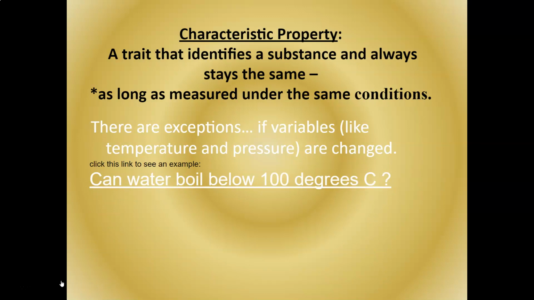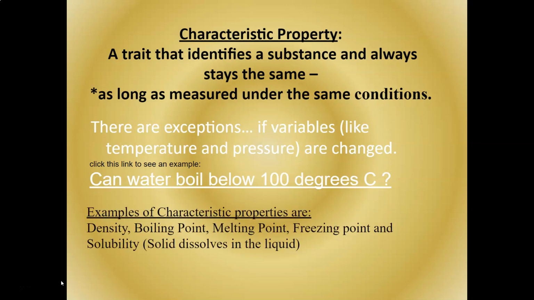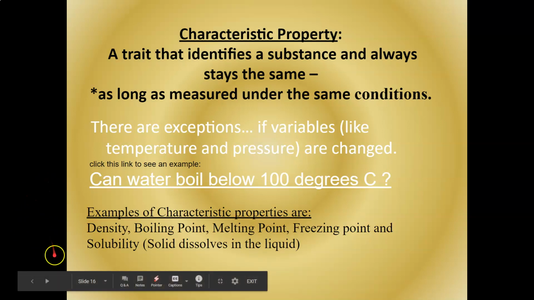Here's a nice little link that shows how changing pressure can affect boiling point. It's a really fast little video. I suggest you go into the PDF I shared and check that out. Some other examples of characteristic properties are density, boiling point, melting point, freezing point, and solubility, the temperature at which a substance will fully dissolve into a liquid.